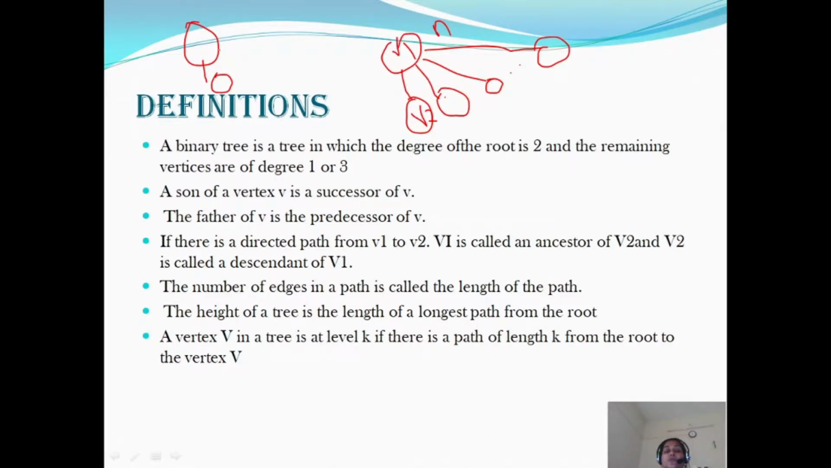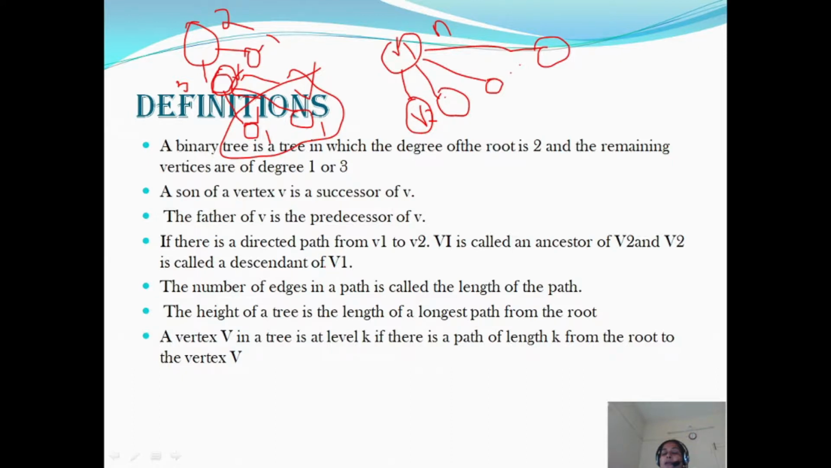If there is a directed edge from V1 to V2, V1 is called the ancestor, that is, the predecessor is called the ancestor, and the successor is called the descendant. Once again I say, successor and predecessor are the main concept. The successor is called the son, and the predecessor is called the father. Again, the predecessor is called the ancestor and the successor is called the descendant.